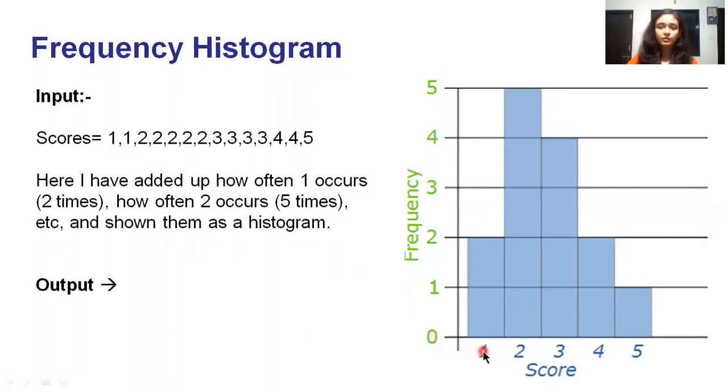Over here you can see that 1 occurs 2 times. This is my bar of 1, and it is occurring 2 times, so the frequency of 1 is 2. Next is 2. How often does 2 occur? 2 occurs 5 times. You can count like this: 1, 2, 3, 4 and 5. This is my bar of 2, and you can see that the frequency of 2 is shown as 5.